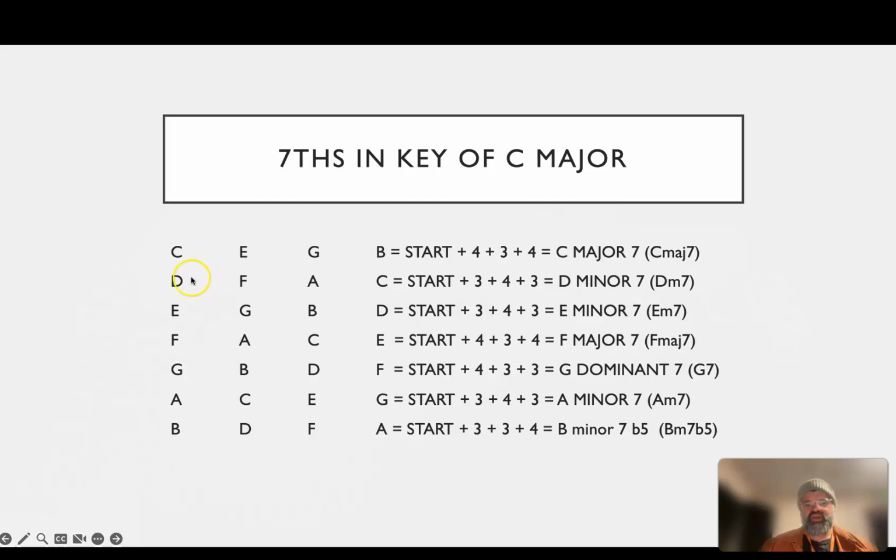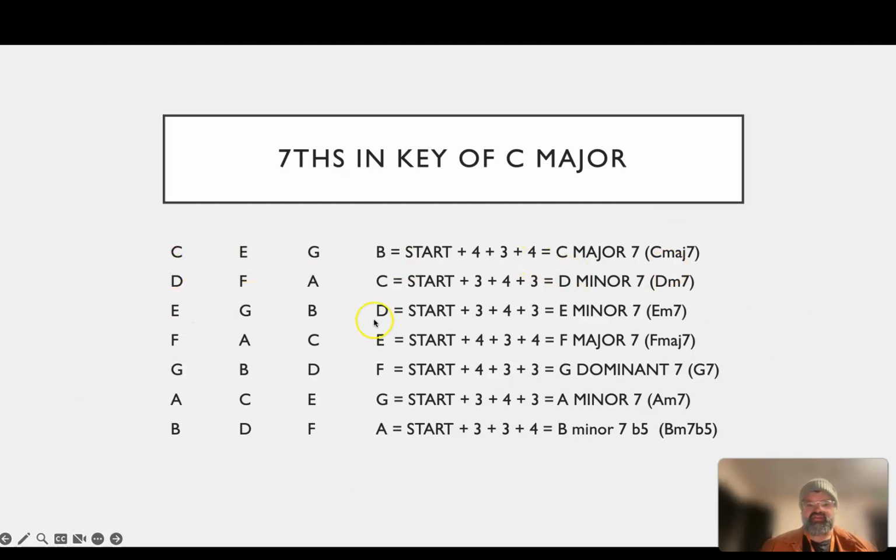As before, we know that D, F and A makes D minor because we have a start note plus 3 plus 4. It's the other way round for major, isn't it? So 4 plus 3 for a major, 3 plus 4 for a minor. But now we've got an added C in the sequence. So D, F, A and C, the distance between A and C is another 3 semitones. So if we add that step, that forms a minor 7th chord. So we have a start note plus 3 plus 4 plus 3, that's a minor 7th. Before, plus 4 plus 3 plus 4 makes a major 7th.